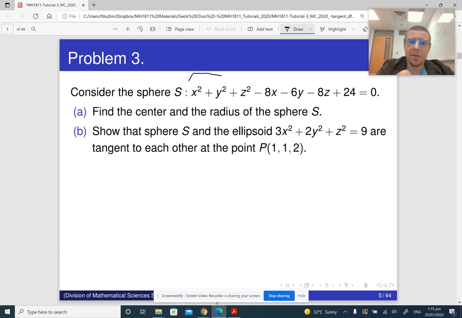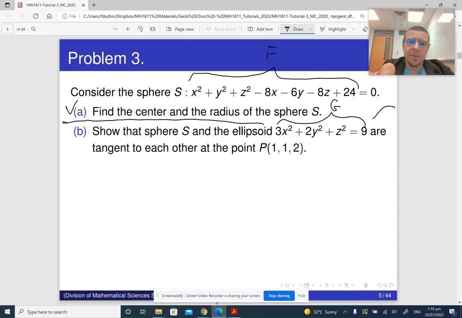All right, so in part B, I have two functions essentially. So this is going to be my f, and this is going to be my g, and I need to check that the gradient of f is parallel to the gradient of g. So part A is done. We need to show that the sphere, well, just as a sanity check, strictly speaking, we are given that the point (1, 1, 2) is on both the sphere and the ellipsoid, but just to check.